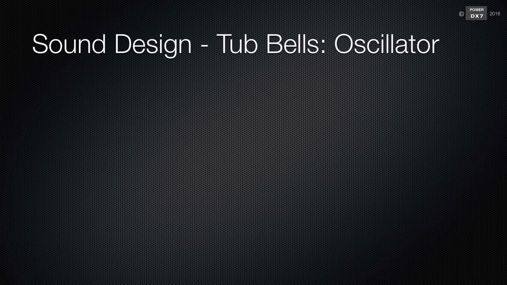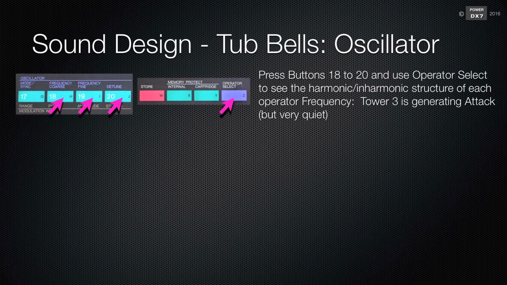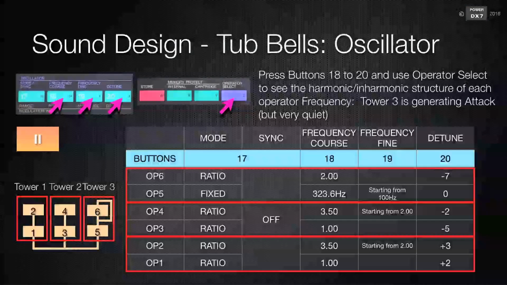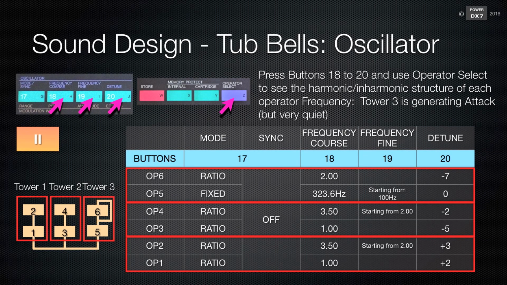Now, we look into oscillator parameters, including mode, frequency coarse, frequency fine, and detune. Press buttons 18 to 20 and use operator select to cycle through each operator. You can pause this tutorial and spend a few minutes going through those parameters. The result is shown on the table so that we can look at everything at a glance. Now, you can clearly see that the frequency ratio of both tower 1 and tower 2 are exactly the same. They both produce the same bell inharmonic tone.